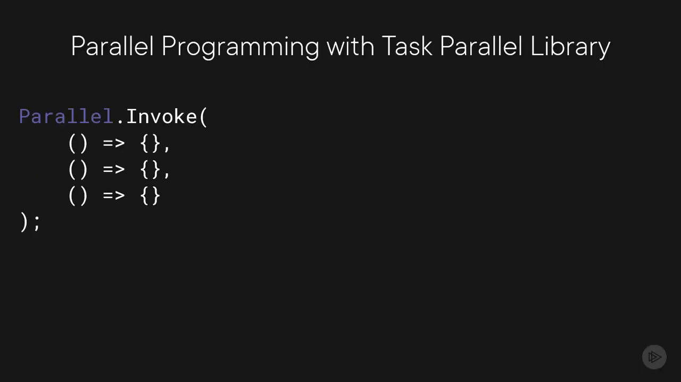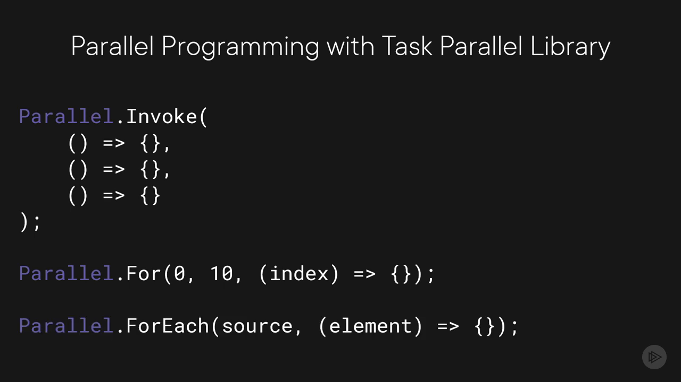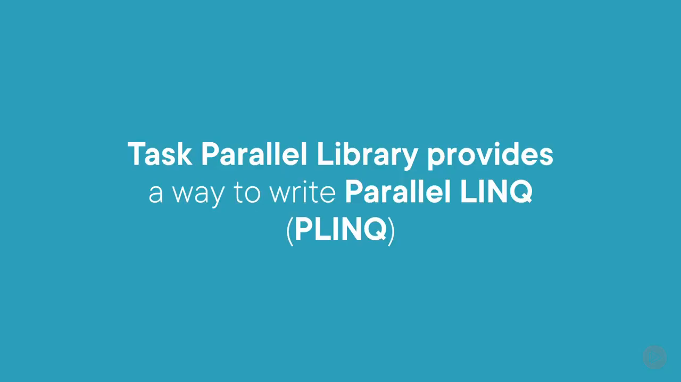The Task Parallel Library also introduces helper classes to more easily introduce parallelism in your code. You've got a class called Parallel, which provides functionality for running a set of operations across the available resources, but also ways to easily convert a for and a foreach loop into a parallel loop. When processing collections, you may have encountered LINQ, and there's a very handy extension with the Task Parallel Library, which provides a way to write parallel LINQ.